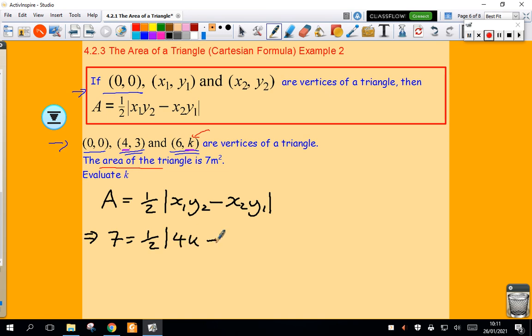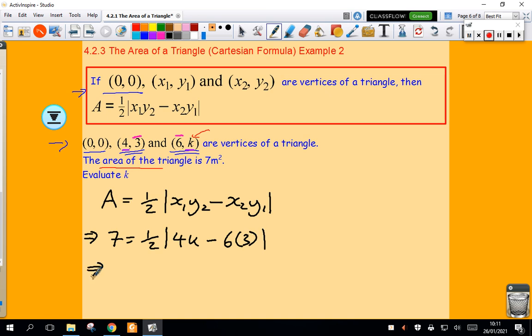Subtract then the second x coordinate by the first y coordinate. Second x coordinate by first y coordinate, that's 6 times 3. And from here it should be straightforward enough.